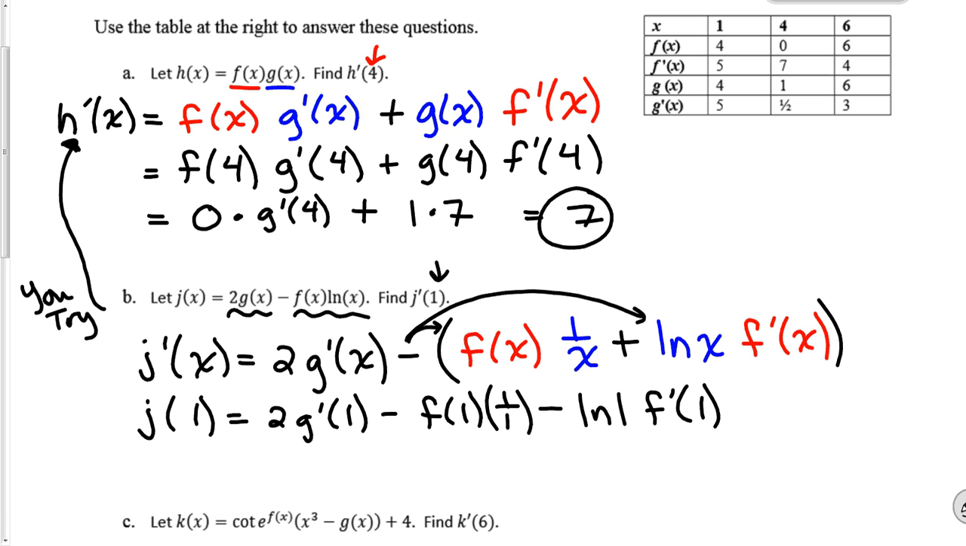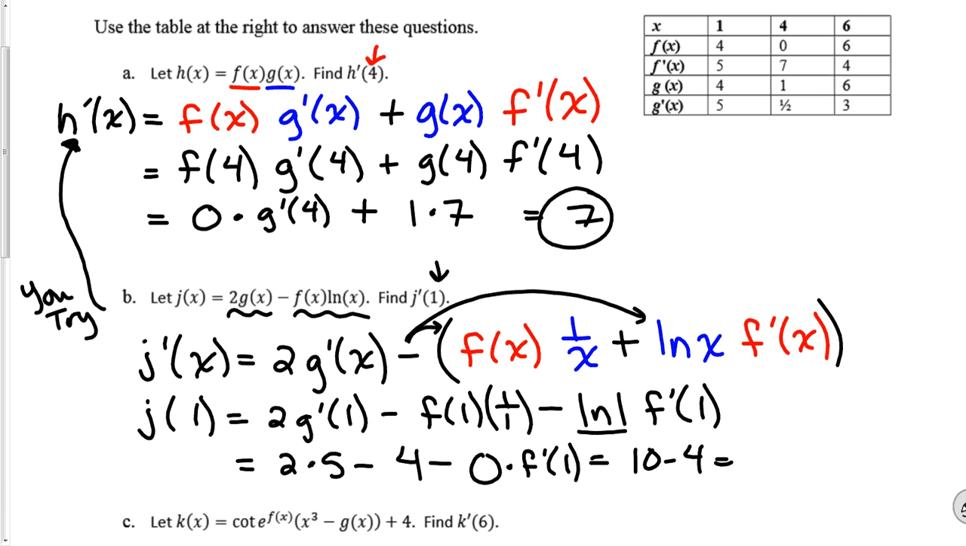So now we're going to go hunting in our table. So I have 2 times g prime of 1. g prime of 1 is 5. f of 1. f of 1 is 4. Natural log of 1 is 0, so it doesn't matter what I multiply by. I don't need to go into the table to figure that out. So now I have, I believe, 10 minus 4, which is just 6. Moving on to the next one.